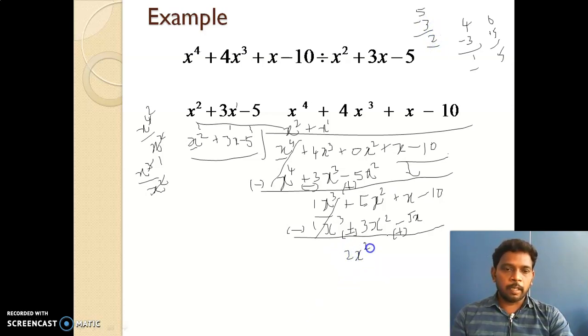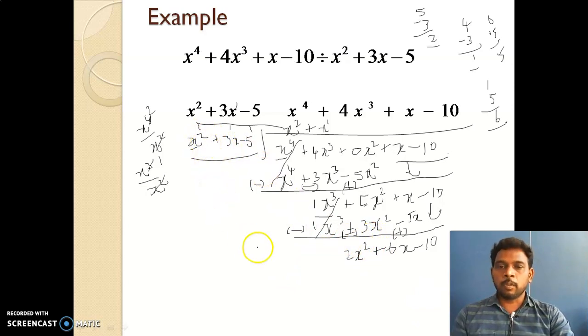2x square. And then here next one, here plus 1, here plus 5. So plus 1 after changing the sign plus 5. Okay. So both are positive. So when we add these two, we get 6. So plus 6, the variable is x here. And then bring down the next last number, that is minus 10. So look at the degree of the remainder. Here the degree of the remainder is 2. What is the degree of the divisor here? 2 only. So both are in the same position. So continue the process again.